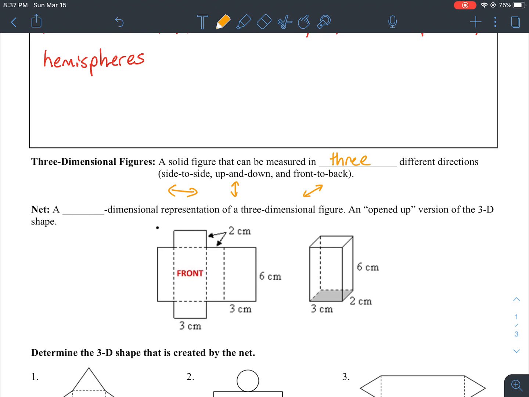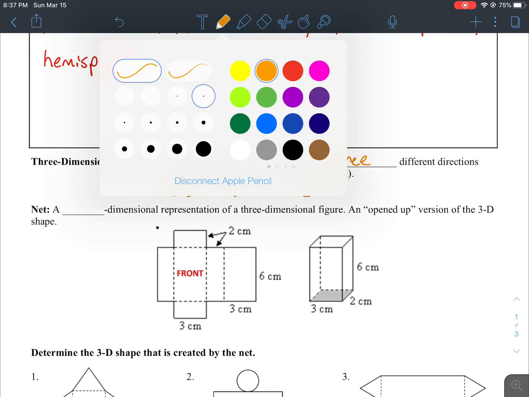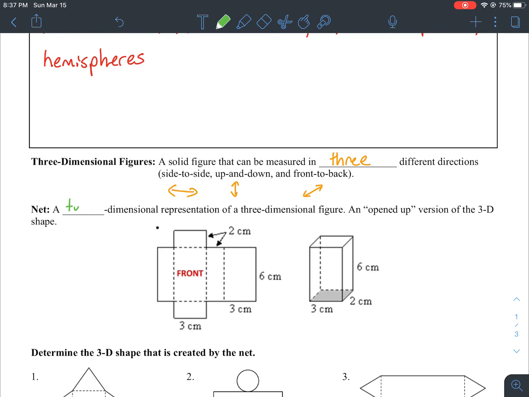So the first part of a three-dimensional figure, and this kind of makes that relation from a 2D shape to a 3D shape, is what we call a net. So a net is a two-dimensional representation of a three-dimensional figure. A way you can kind of think about it is if you were to take a 3D shape and open it up or unwrap it, and then just lay it flat on the ground, what would that look like? So you can kind of see it's an opened up version of a 3D shape.